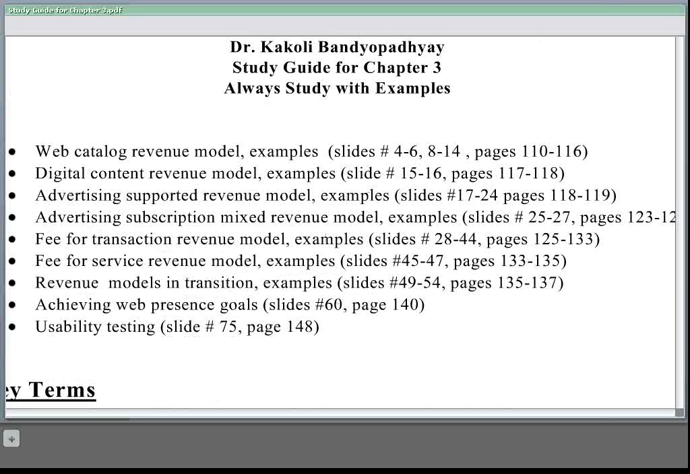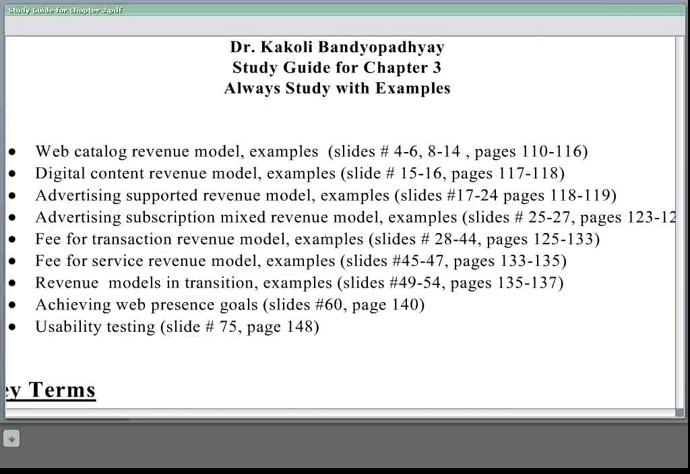Another thing that we would like to know is what is web presence. Web presence is very important. So what is web presence? Web presence is basically ways to attract website visitors, keep them, and make them return. So what I would like to do is have visitors, keep them, and have them return.